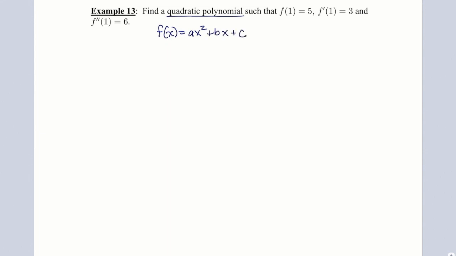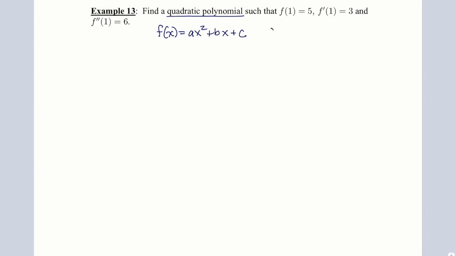So we have three unknowns. We don't know A, we don't know B, and we don't know C. But luckily, we have three pieces of information. So we should be able to use those three pieces of information to find our three unknowns, these parameters A and B and C, right? To build the polynomial that goes through the point 1, 5, that has its first derivative being 3 when x is 1, and its second derivative being 6 when x is 1.